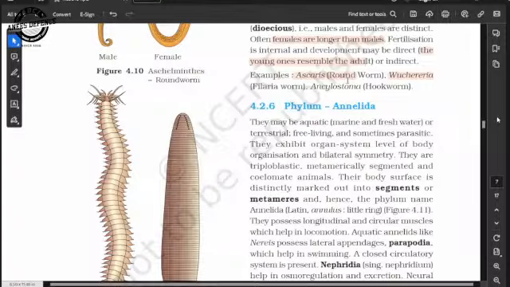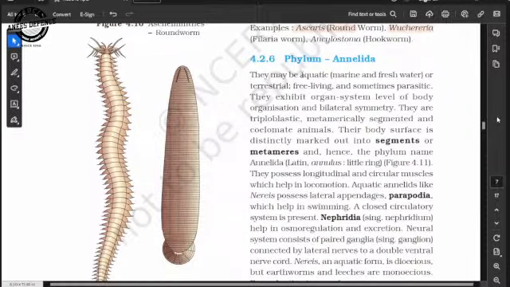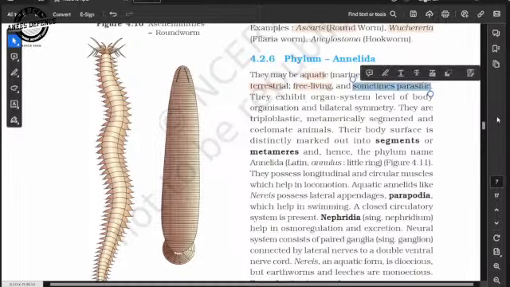Next, Annelida. They are aquatic, marine and freshwater, and terrestrial. They are free living. Sometimes they have mentioned parasitic. First endoparasitic animal belongs to which phylum? Platyhelminthes.